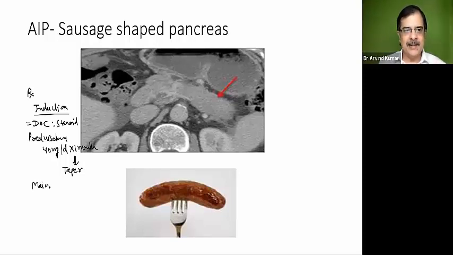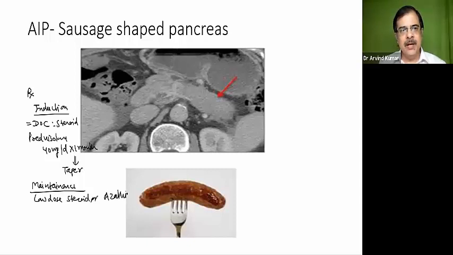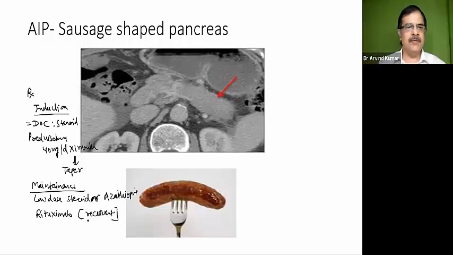And then for maintenance, we can give these patients low dose steroids, or azathioprine can be given. While if there is refractoriness, that is, frequent relapse with low dose steroids or azathioprine, then an anti-CD20 agent, rituximab, can be given in refractory and recurrent cases. This is the treatment which can be given. However, steroids will not work if atrophy has already taken place. So if there is atrophy of the pancreas, then this treatment will not be useful.